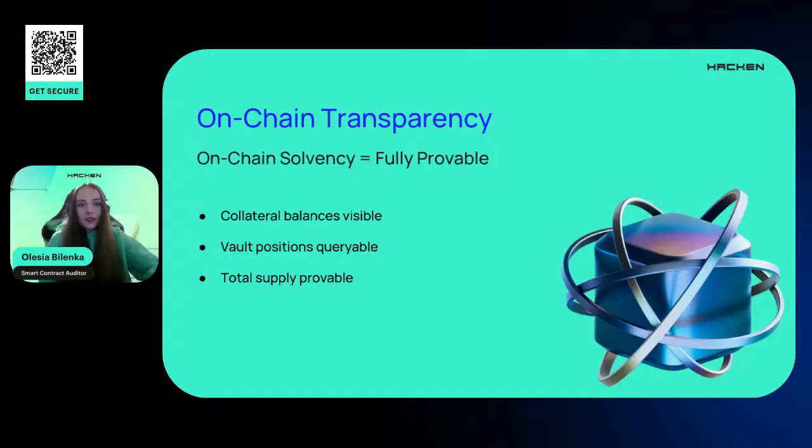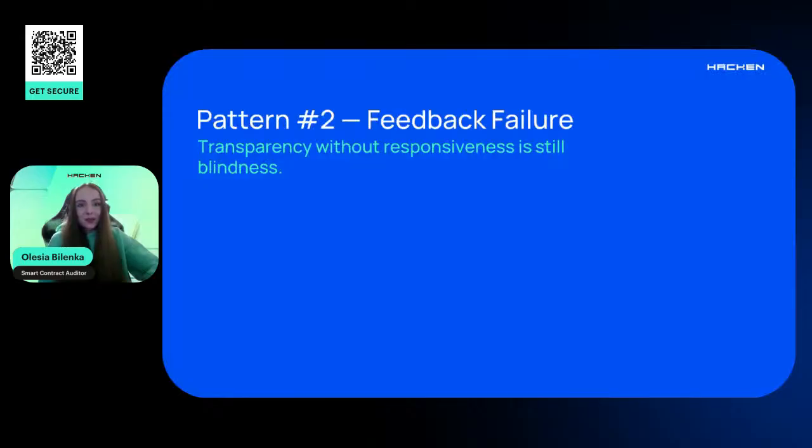Transparency without responsiveness is still blindness. And here we come to the second failure pattern, which is feedback failure. In DeFi systems, visibility is not enough because what also matters is how fast the system reacts to the market changes. If feedback is delayed, transparency becomes partially irrelevant because if the system can see everything but cannot react in time, the outcome will probably be the same as if the system cannot see the updated data.